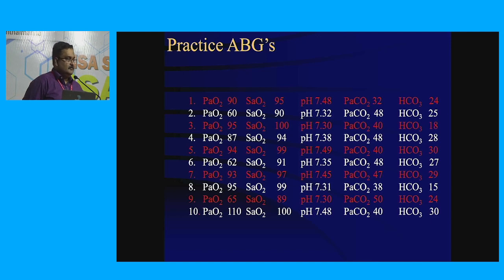So pH is 7.48. So it indicates towards alkalosis, alkalemia. So I'm looking at the PCO2 and bicarbonate. PCO2 is 32, slightly on the lower side considering 40 as the normal. The bicarbonate looks normal. And PaO2 is 90, forget PaO2. So this is a respiratory alkalosis, sir. Good.